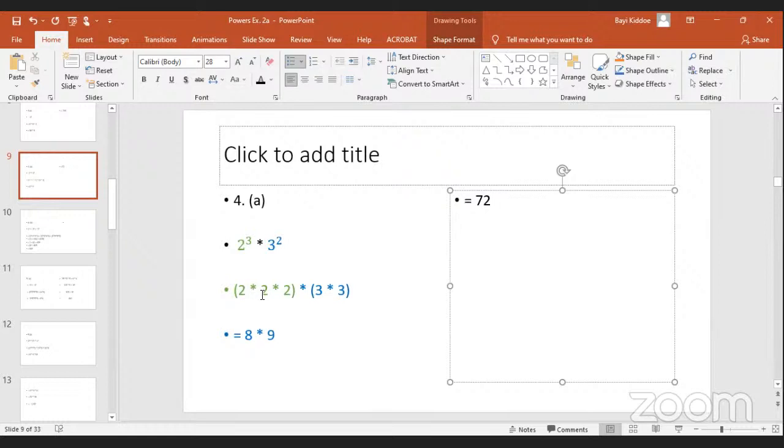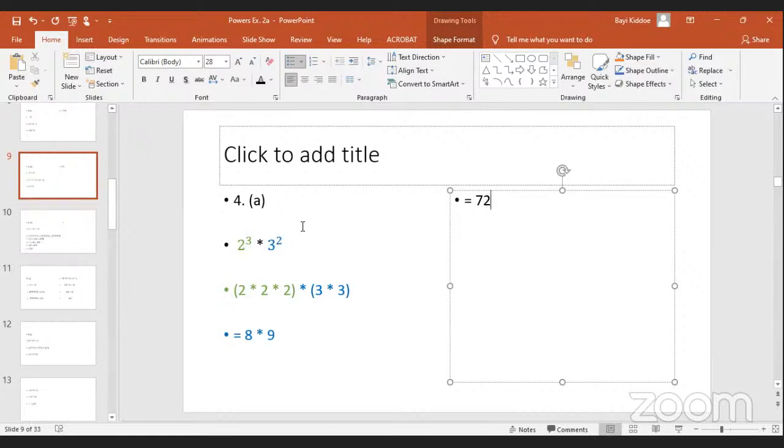So 2 times 2 is 4. 4 times 2 is 8, so we get 8. Bring back down the multiplication sign here. 3 times 3 is 9. And then we're going to find 8 times 9. And 8 times 9 gives you 72, right? All right.